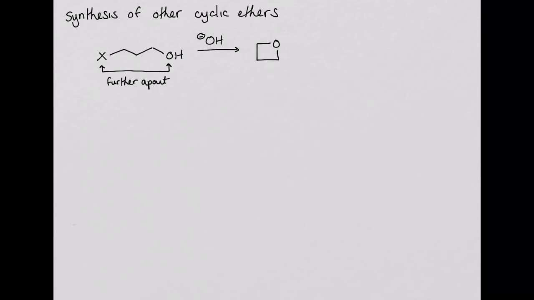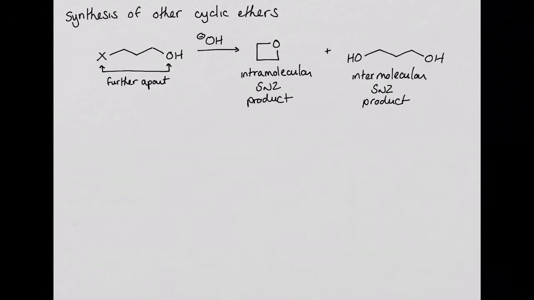This is the reaction that results in the cyclic ether. Because the intramolecular reaction is slower, the intermolecular SN2 reaction, with hydroxide acting as the nucleophile, can compete, and we get a significant amount of this product as well. Again, the reason that we get a significant amount of the intermolecular SN2 product, the diol, is because the nucleophile and the electrophile are further apart, making the intramolecular reaction slower.